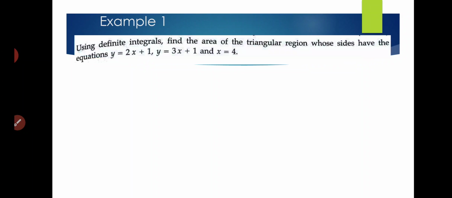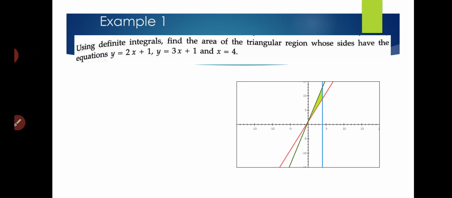So our first job will be to plot these curves. Now, once we plot these curves, you can see this is what you get. Obviously, this plotting need not be done on graph paper. This plotting has to be done roughly along with the problem, and from the plotting, this is the triangular region whose area we are trying to find out.